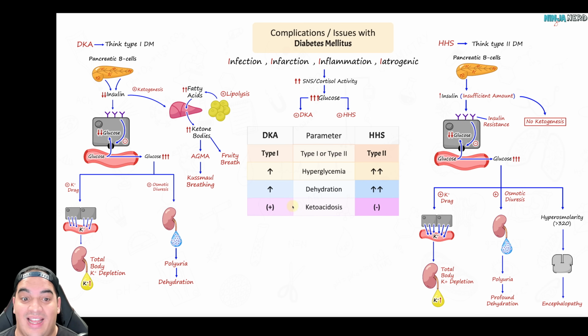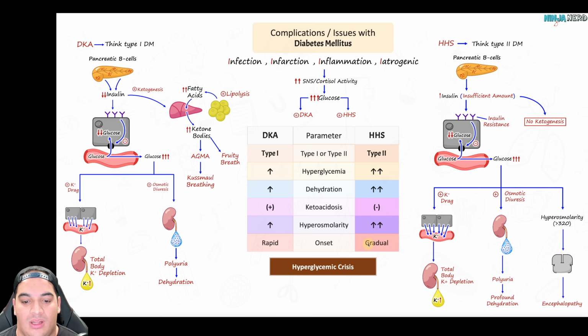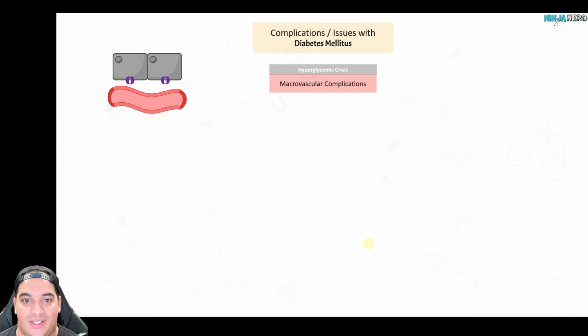Ketoacidosis, you're going to see that in DKA because they don't have any insulin. HHS, you get a little bit of insulin, enough that you don't have to tap into the ketone bodies. Hyperosmolarity, you're going to see a very high hyperosmolarity, almost greater than 320 for patients who have HHS, not as severe in patients with DKA. The other thing is DKA is usually rapid. So these patients develop severe hyperglycemia, ketoacidosis, dehydration, etc., whereas HHS is more of a gradual, slow, insidious onset. All right, that covers the hyperglycemic crisis, which is one of the most terrifying complications of diabetes.